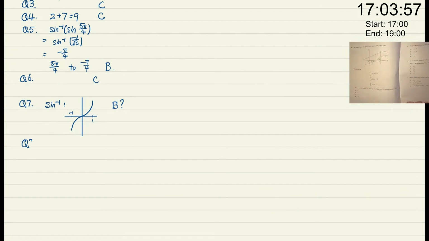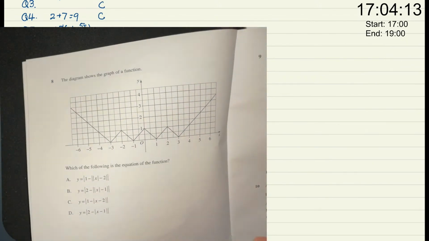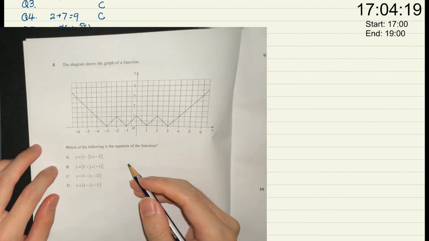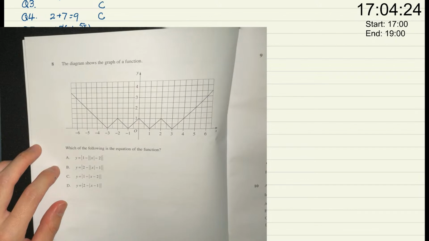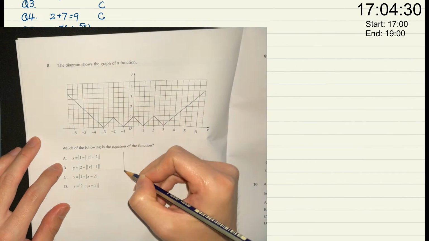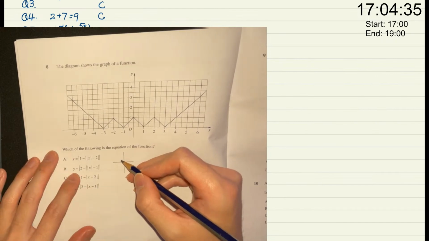Question 8. The diagram shows the graph of a function. Okay. So we've got this kind of picture going on here. Which of the following is the equation of the function? That is a lot of time wasting to try to make this happen, and testing points is probably not the right approach. What you want to do is go through each one individually and see if the order of transformations really creates the function that you're looking for.